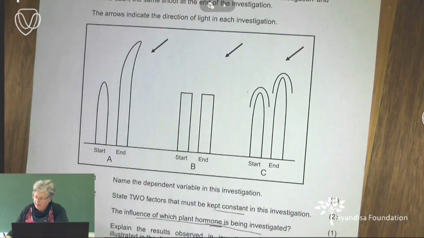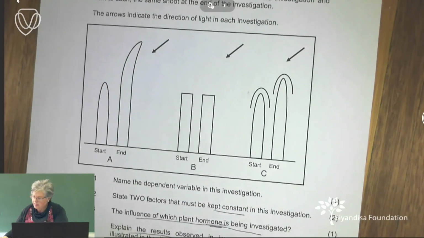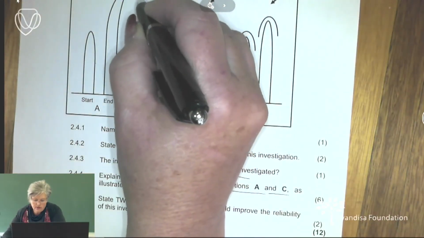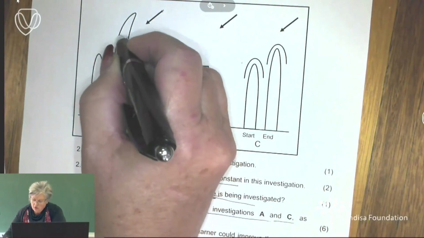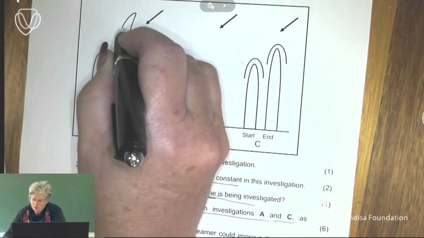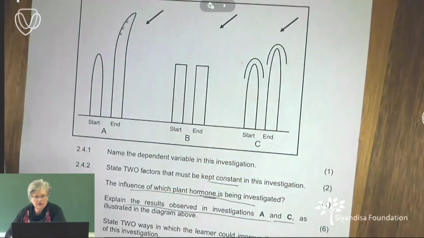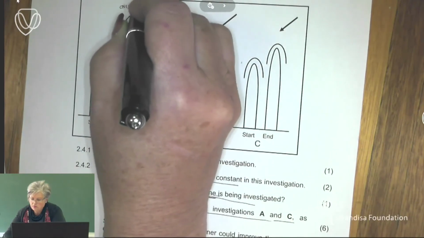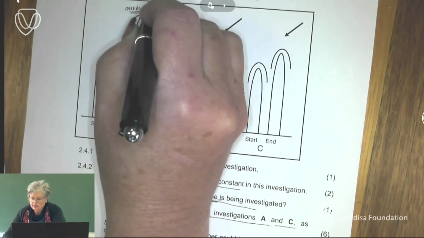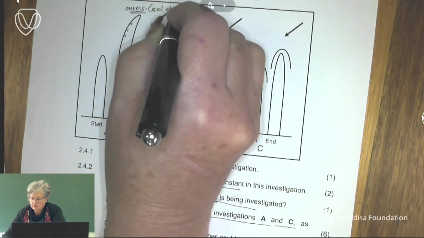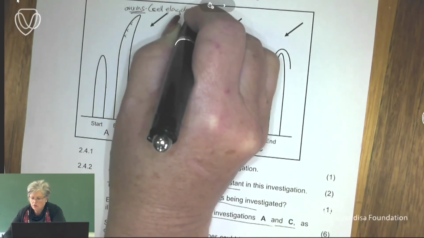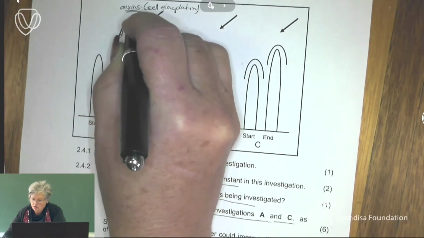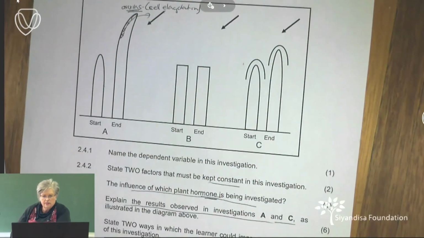Explain the results observed in A and C. So what happened in A? The light came from the right. The auxins all move to the side away from the light. What does auxin do? What are the functions of auxins? Auxins make cell elongation. It makes cells grow longer. So the cells here get longer, and as they get longer, it starts bending to that side.